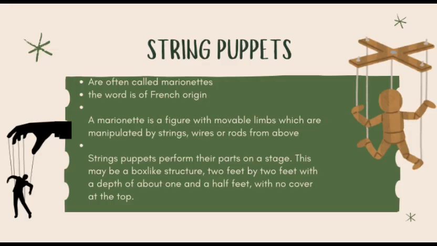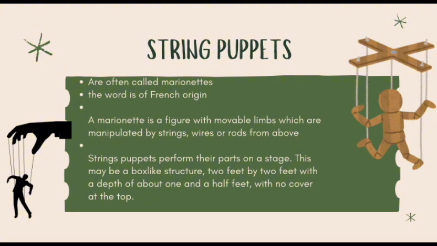Another is the string puppets. These are often called marionettes. And the word is of French origin. A marionette is a figure with movable limbs which are manipulated by strings, wires, or rods from above. String puppets perform their parts on a stage.